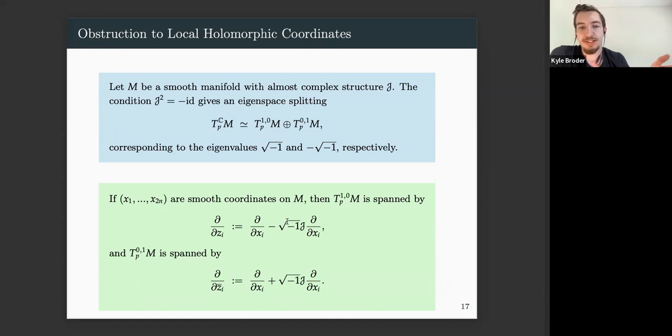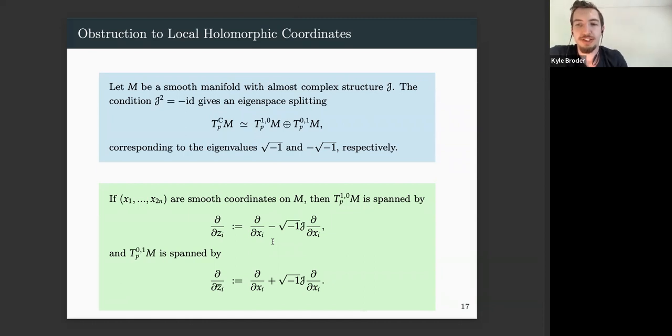Now, if we let x1 through x2n be smooth coordinates on M, and by the definition of eigenspaces, we'll see that this 1,0 tangent space is spanned by these vectors partial xi minus i J partial xi. And similarly, this 0,1 tangent space will be spanned by partial xi plus i J partial xi. So if we were to have a complex structure coming from an almost complex structure, we would need to be able to find a complex manifold which has its tangent space at each point spanned by these 1,0 tangent vectors.